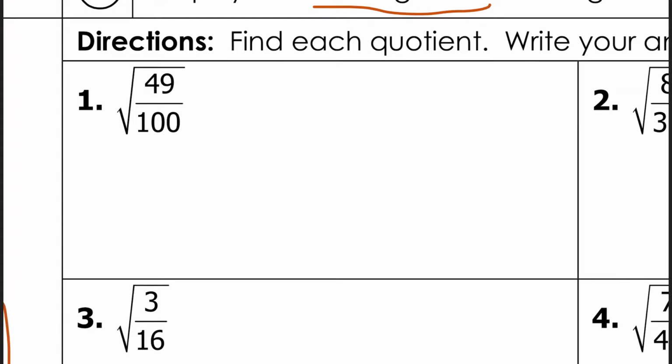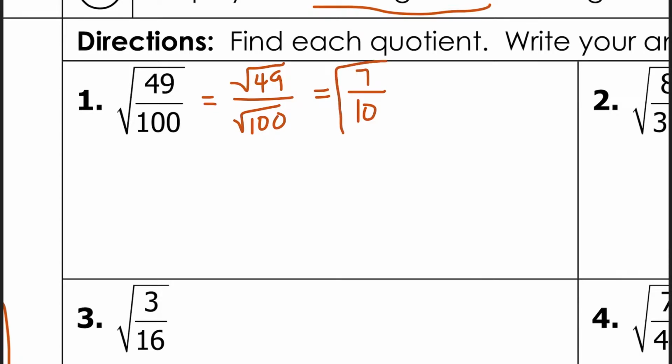And I'll try to go a little bit slower than I normally do because for this one you got to kind of wrap your brain around it a little bit. So remember that step 1 is to break apart your numerator and denominator. So the square root of 49 over 100 is equal to the square root of 49 divided by the square root of 100. Now here's where you need to recognize, hey, I see 2 perfect squares. The square root of 49 is 7, and the square root of 100 is 10. Now 7/10 cannot be simplified any further, so that is your answer.